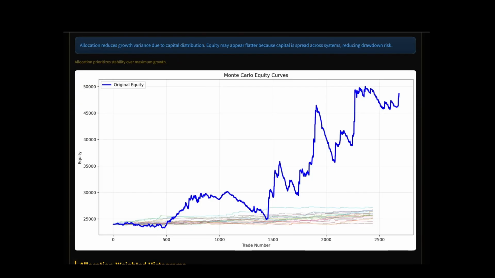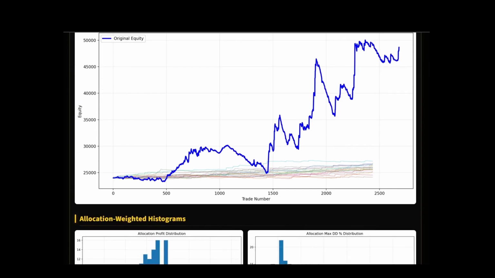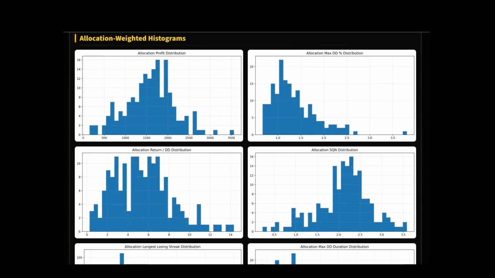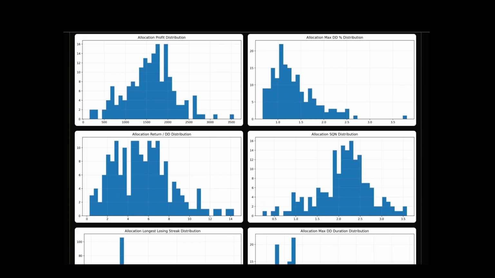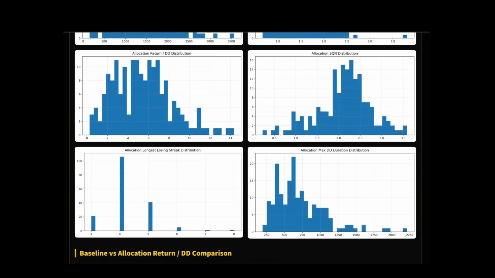Below that, we see the allocation-weighted histograms. These show the distribution of profit, max drawdown, return over drawdown, SQN, losing streaks, and drawdown duration after allocation. So instead of only seeing one equity curve, we can see how the allocated portfolio behaves across many simulated outcomes.